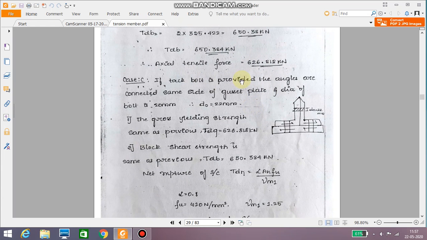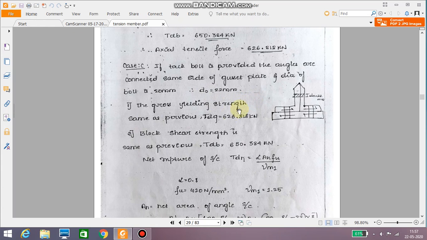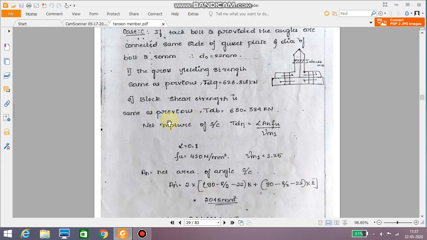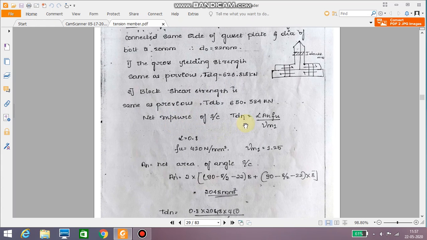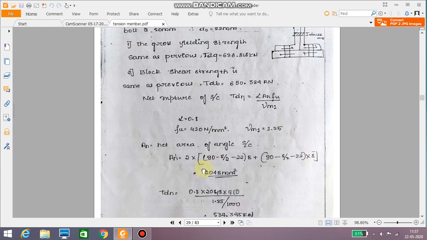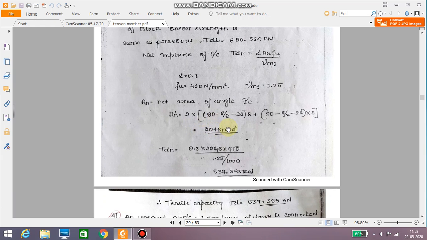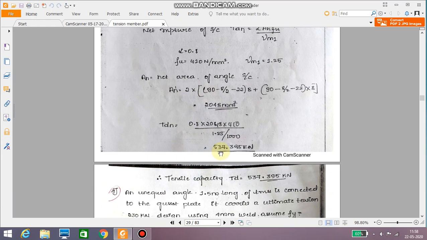Now, if the tack bolt is provided and the angles are connected on the same side of the gusset plate, then what will happen? The diameter of the bolt is 20 mm and diameter of the hole is 22. So Tdg will remain 626 only. Only the block shear calculation is different. Now the block shear Tdn equal to alpha n An into Fu divided by gamma m1. So here alpha is taken as 0.8. So upon substitution, the An value you have to calculate. Then we get Tdn equal to 537.395 kilonewton.